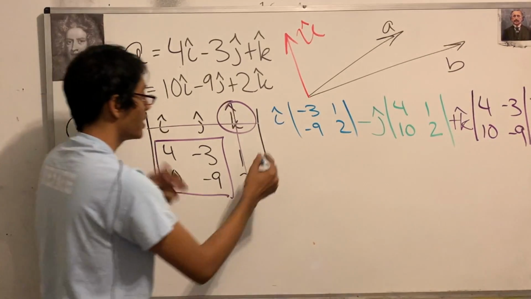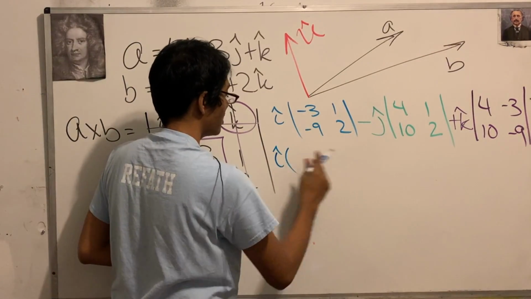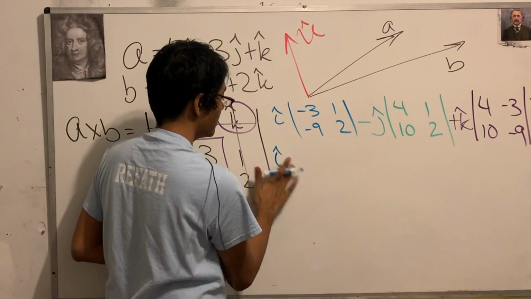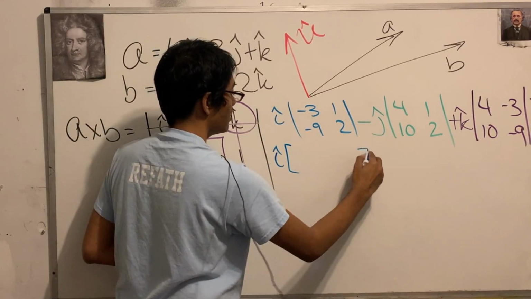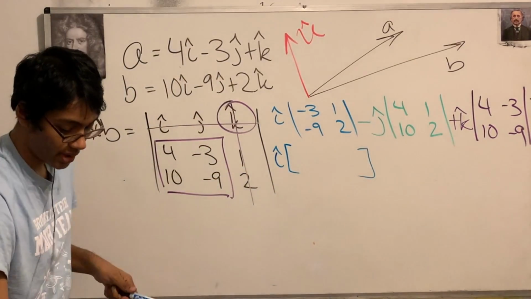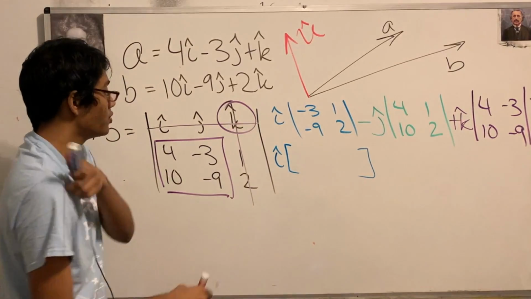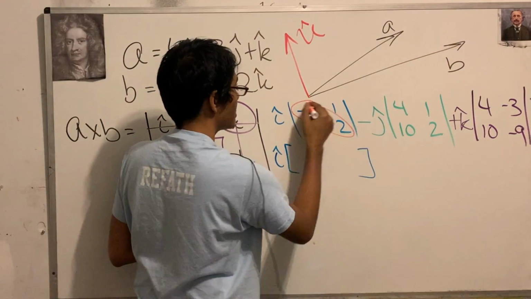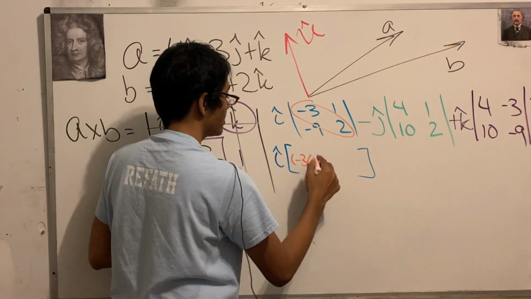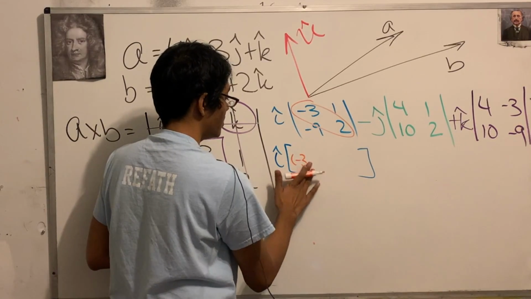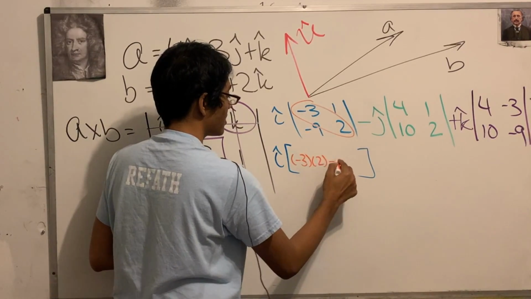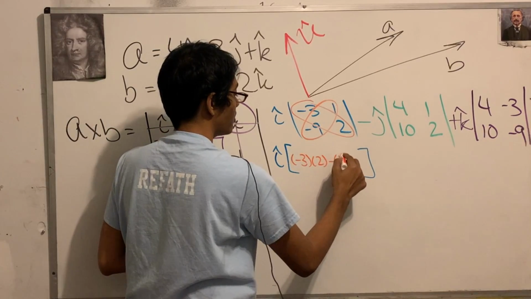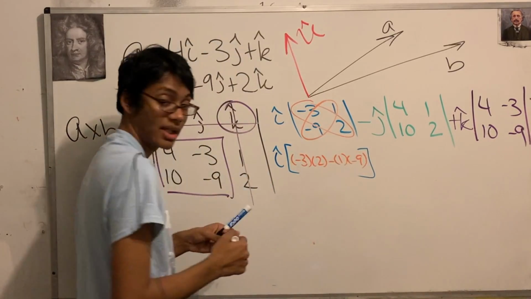So our first one is going to be i hat. What's going to be the determinant of this square matrix? Well, do what you used to do, right? You're going to take your two diagonals, find the product of the first diagonal, so minus 3 times 2, and subtract that from the product of the second diagonal, 1 times negative 9, and you're good for that one.